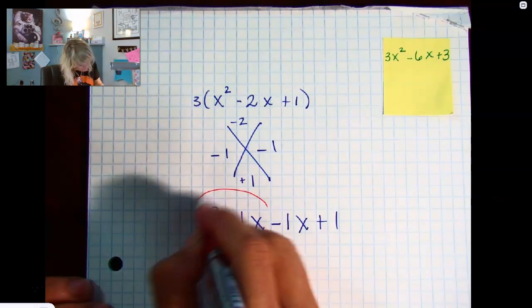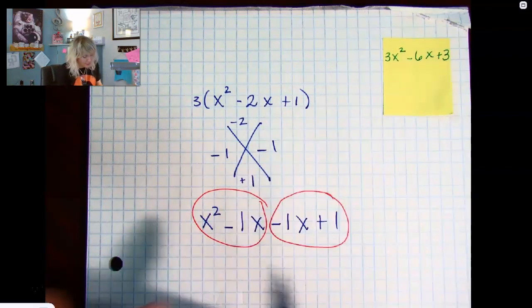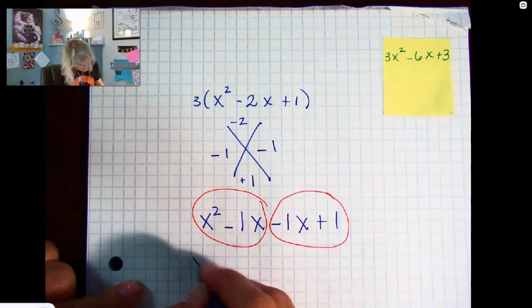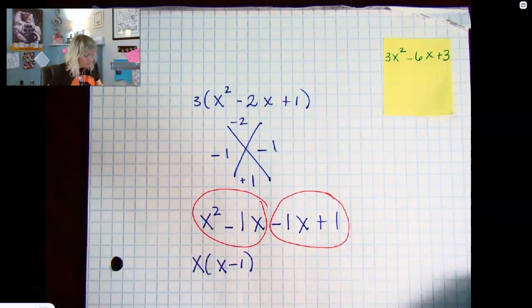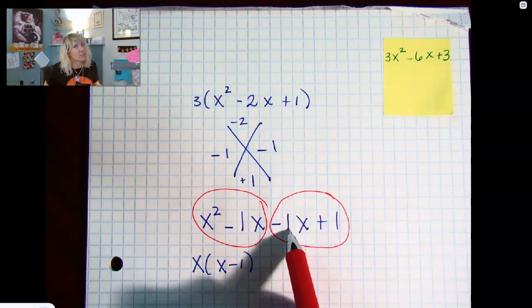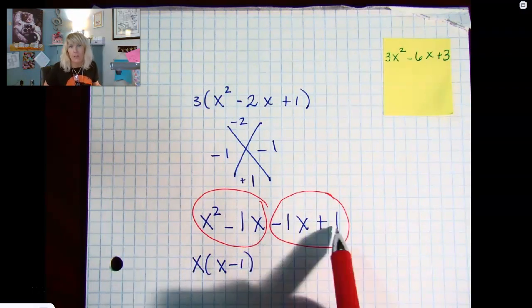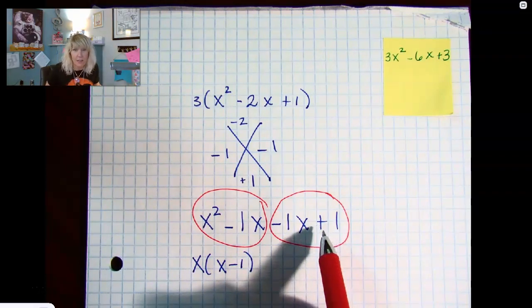Draw a group, GCF. The only thing that I can really take out of these is just an x. So that's going to turn into x minus 1. Over here, if you notice, you have a leading negative in the beginning. So you need to factor out a negative number and then whatever else they both have. A negative 1x and a positive 1, the only thing that you can take out of that is a negative 1.